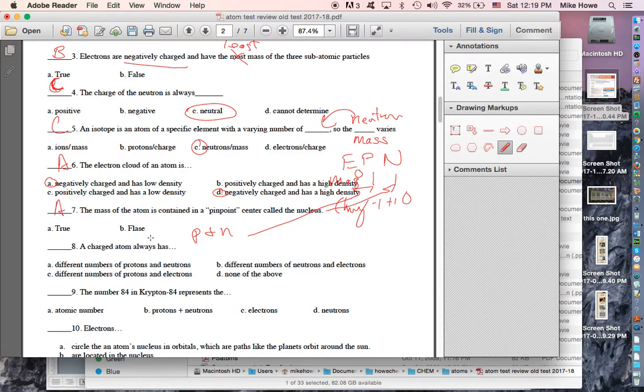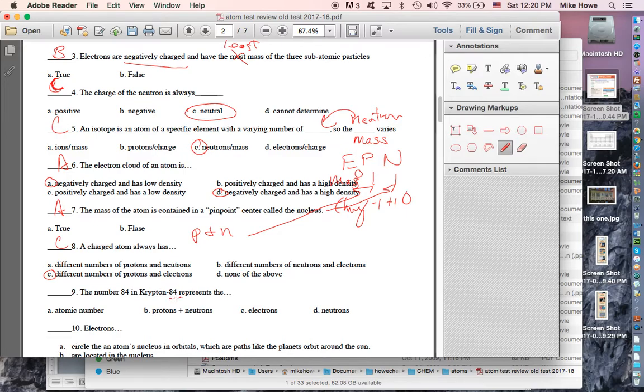Number 8, a charged atom. If it's got a charge, then the charged particles have got to be different. Normal atoms have equal protons and electrons, so the charge cancels out and they have 0. But if it's a charged atom, it's got to have different numbers of protons and electrons, so they can't be the same. Otherwise, it'd be 0.